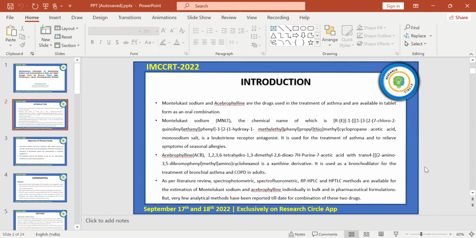Montelukast sodium is a leukotriene receptor antagonist and it is used to treat asthma and to relieve symptoms of seasonal allergies. Acebrophylline, which is another drug, is a xanthine derivative and it is used as a bronchodilator for the treatment of bronchial asthma and COPD in adults.